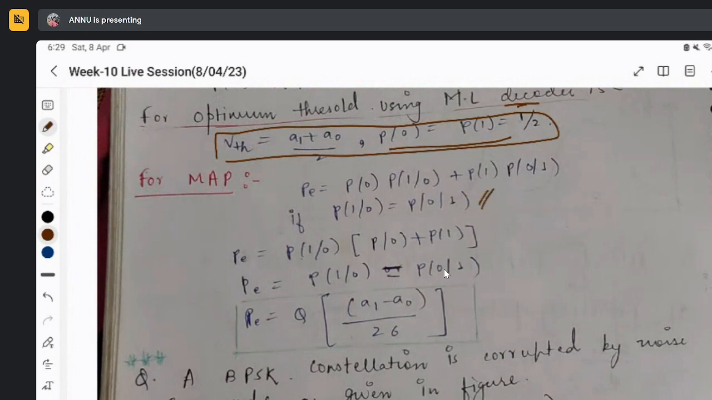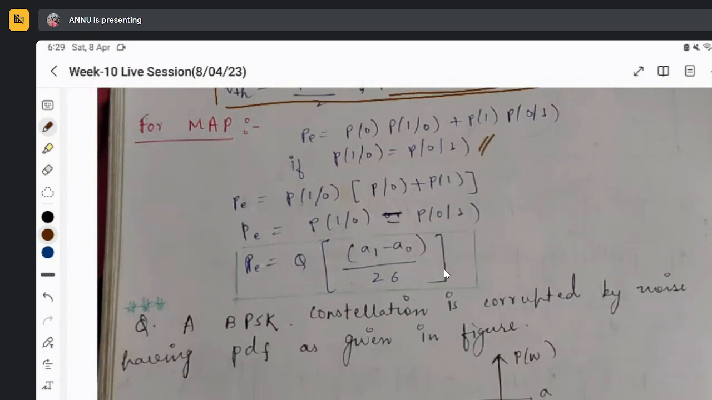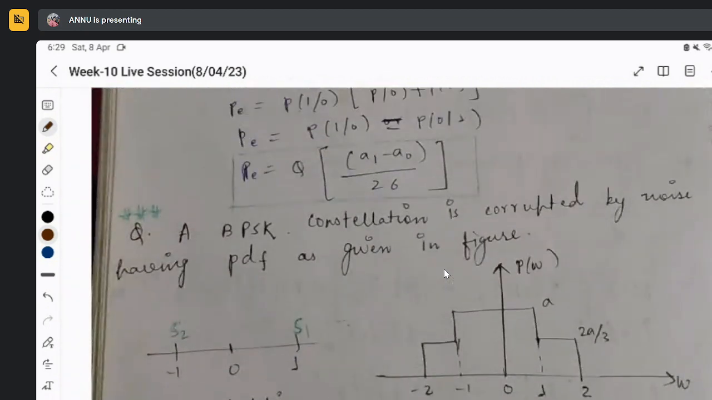This is derived, or you can also derive it, but for MAP it is different. So how will you derive? This is the function of Q of A1 minus A0 divided by 2 sigma. Now let us see a BPSK constellation corrupted by noise having the PDF given as in the figure.